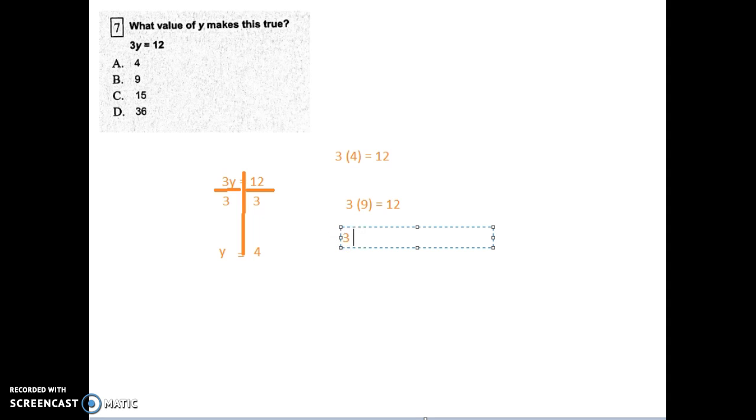3 times 15 equals 12. Is that going to make sense? No, because your number's going to be way bigger than 12. And the last one, 36. That's not going to work either. So that's a quick way of figuring that out. So again, our answer is A, which is 4.